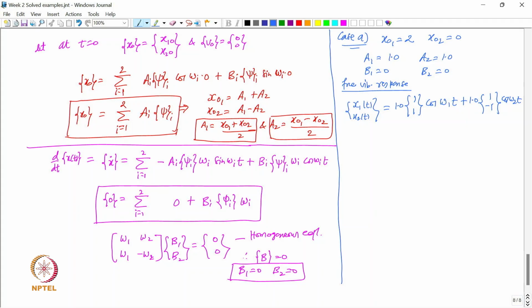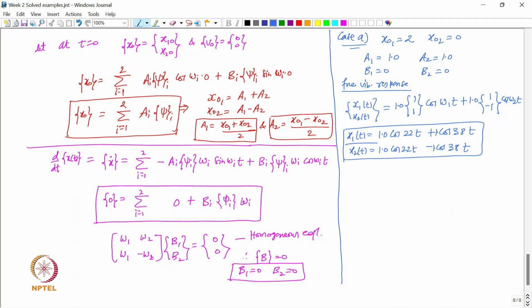So, here what we see is that x1(t) now can be written as 1 cos 22 t, we are given 22 as the first natural frequency, plus 1 cos 38 t, and x2(t) is equal to 1 cos 22 t minus 1 cos 38 t. So, these are the free vibration responses when the initial condition is like first mass being displaced by 2 units and second mass being displaced by 0 units, no displacement.